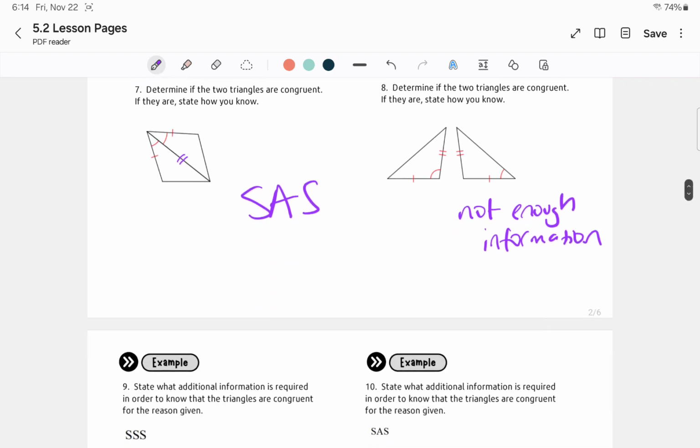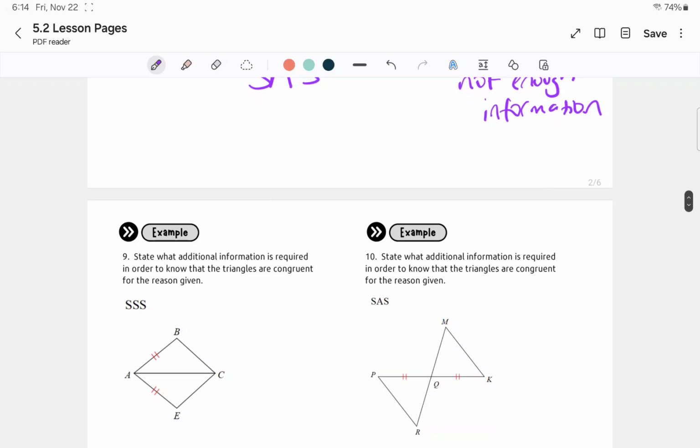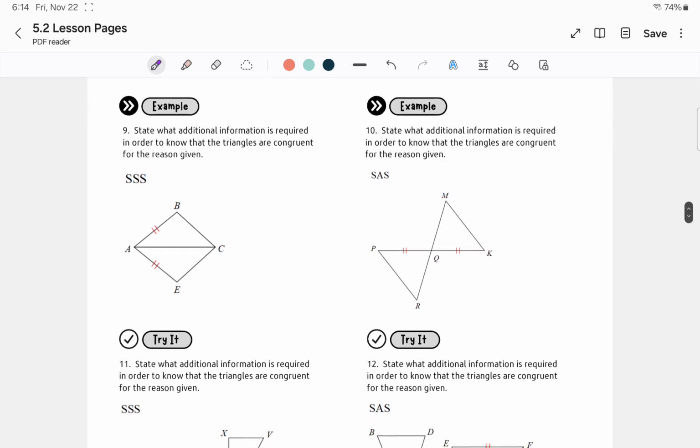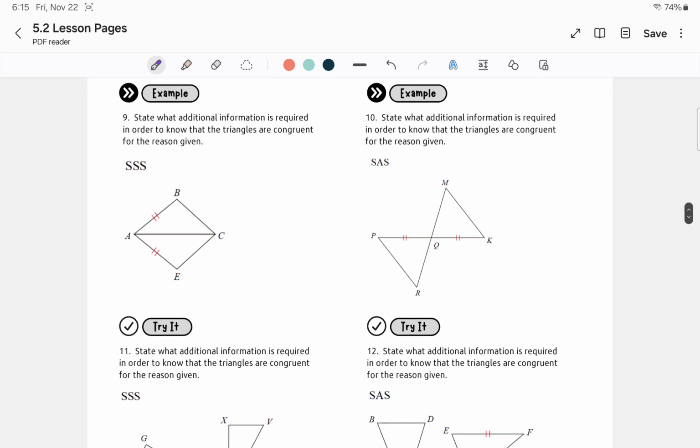All right, so now that we've looked at just determining if it's side, side, side or side, angle, side, now we're gonna dive a little bit deeper into what additional information we need in order to prove the congruency, or to at least show the congruency. So for number 9, it says, state what additional information is required in order to know that the triangles are congruent for the reason given, which in this case is side, side, side.